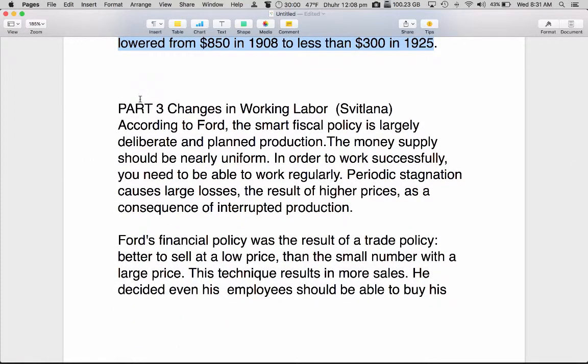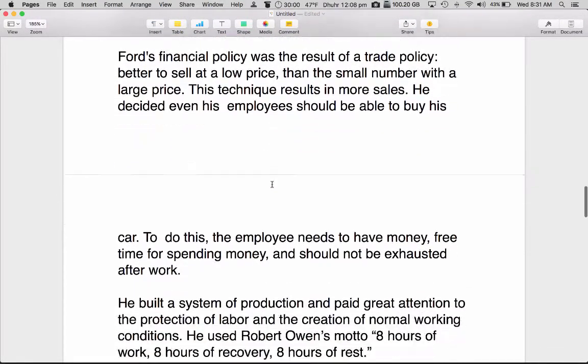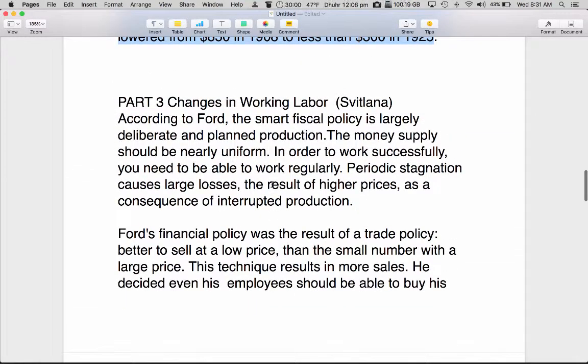Next, Svetlana will continue with Part 3 about changes in working labor. Working labor is strange. Working and labor are the same.